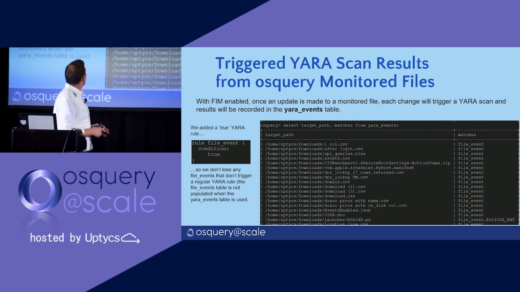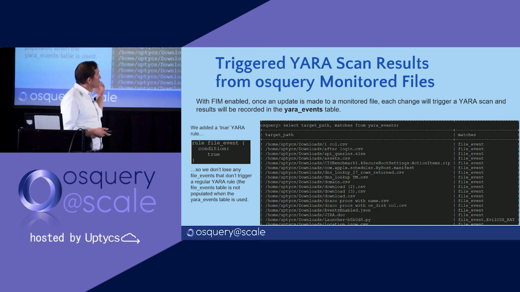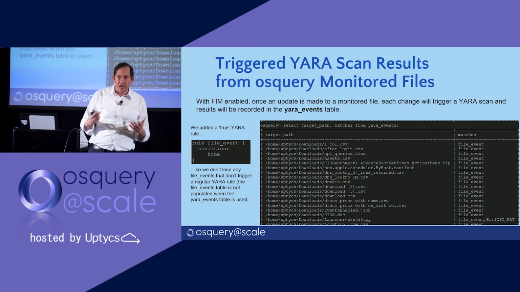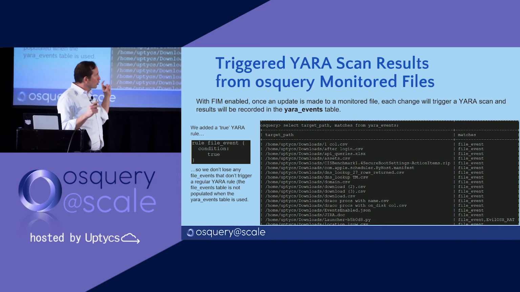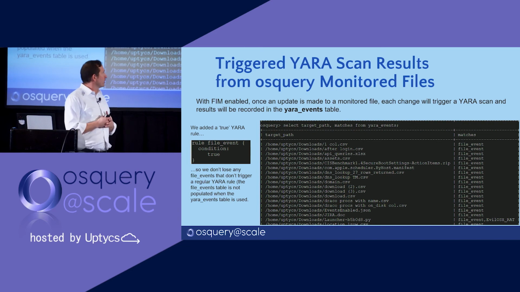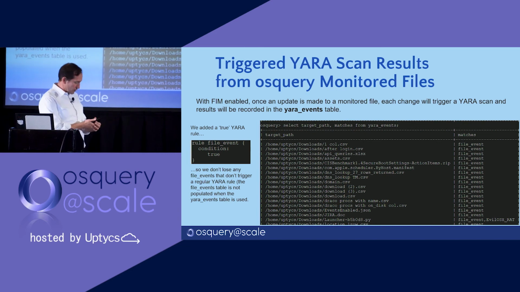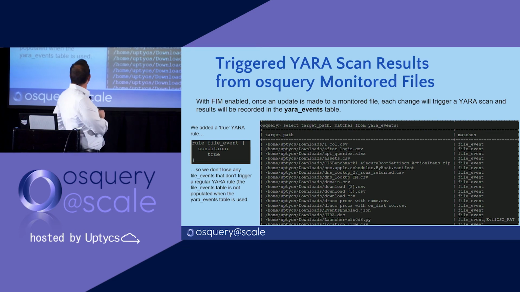So what happens once you start running this? Well, FIM is going to turn on based on that configuration, and it's going to start to look for changes to those files. When the changes happen, it's going to record a file event. Nothing's going to get written to the file events table anymore. So what I did was I added a true YARA rule here. I just called it file event and said condition true. What this allowed me to do was maintain all of those file events or file changes and just record them with the match that I called file event.